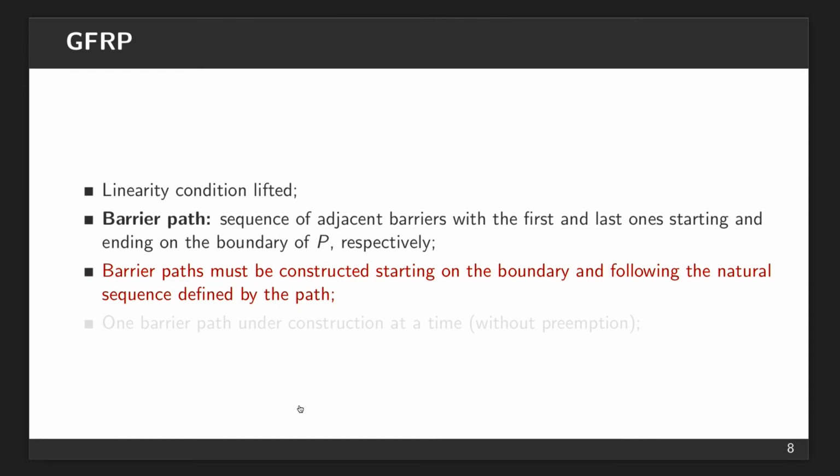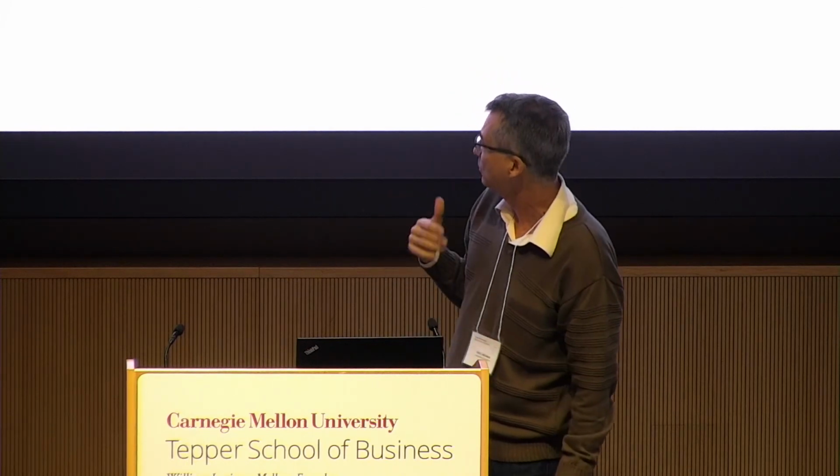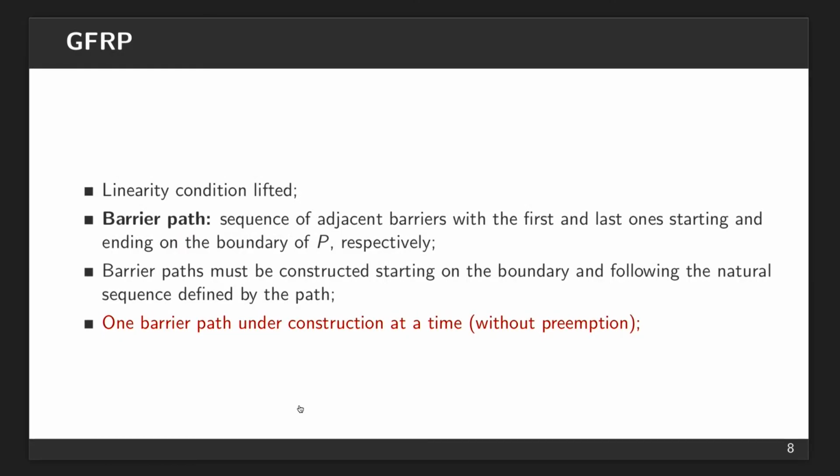And the barrier path must be constructed following the natural path among the barriers. So you cannot start one barrier here, and then another one there, and then come back here, and so on. And of course, in this version, we also do not allow preemption. So the difference here, with respect to the first problem, is that we drop the linearity condition. But then we have to decide how to do the routing of the firefighter when constructing the barrier.